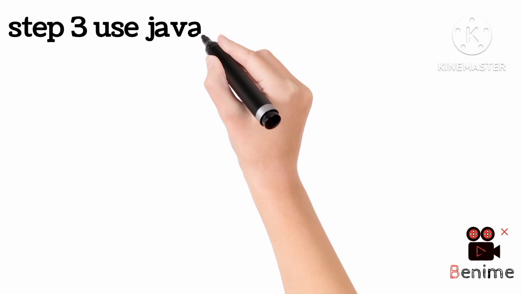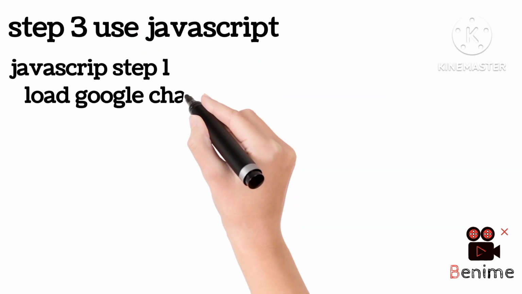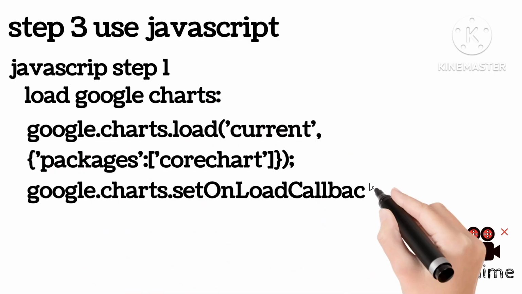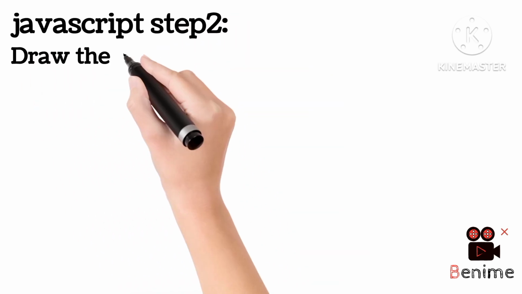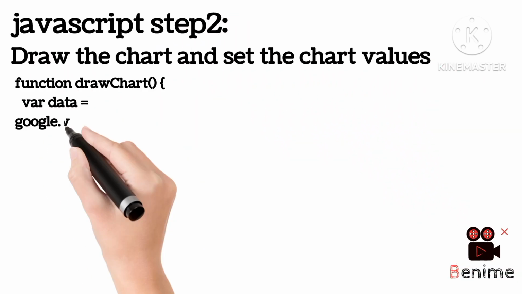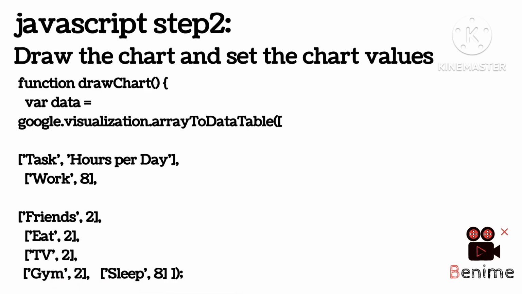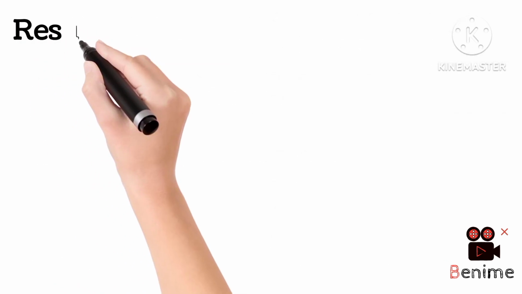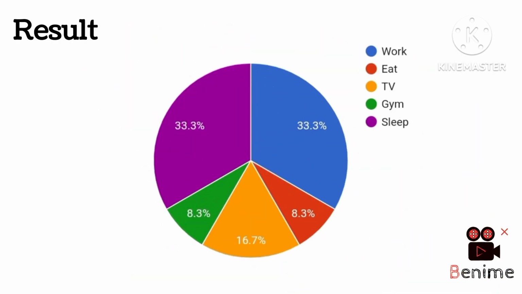Step number 3, and the most time consuming step, is use JavaScript. Step number 1 is load the Google charts as shown on the screen. JavaScript step number 2 is draw the chart and set the chart values as I'm doing on the screen right now. Now let me show you the results we have got from all the code I showed. You can see the pie chart looks amazing.